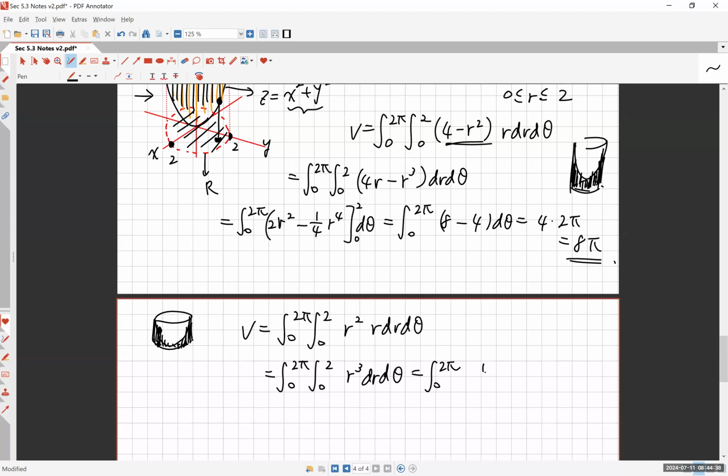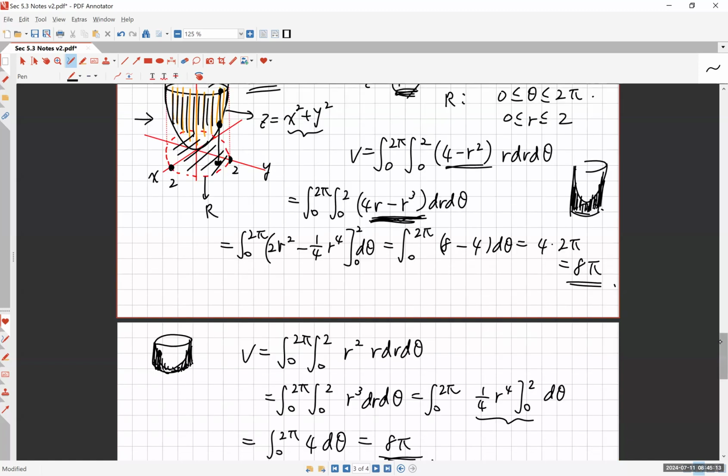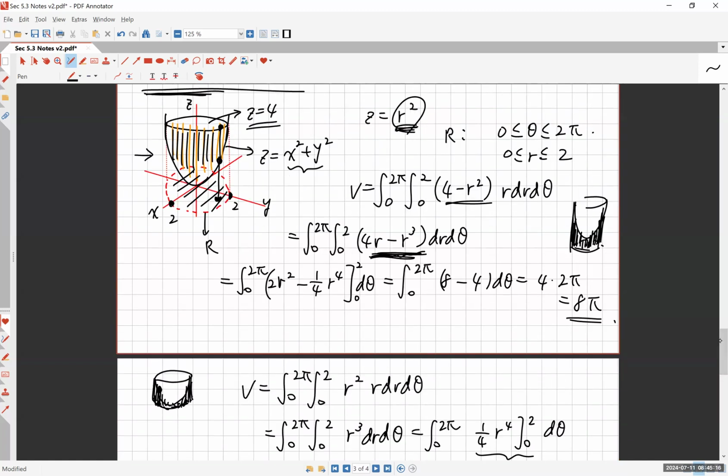All right, so what do you get? It's 1/4 r to the 4th, going from 0 to 2. You don't have this two-term function to integrate, so it's kind of easy here. This part is 1/4 times 2 to the 4th power, that's 16 divided by 4, that's 4. So it turns out you still get the same answer. Maybe it's surprising that the outside volume is the same as the inside volume when you have this circular paraboloid, z equals x squared plus y squared.